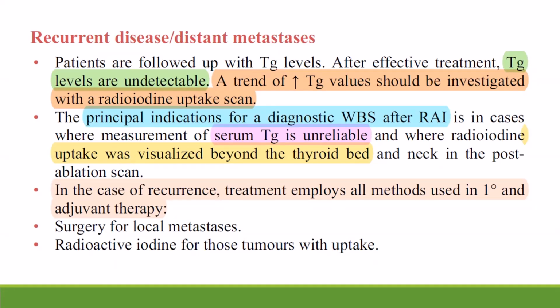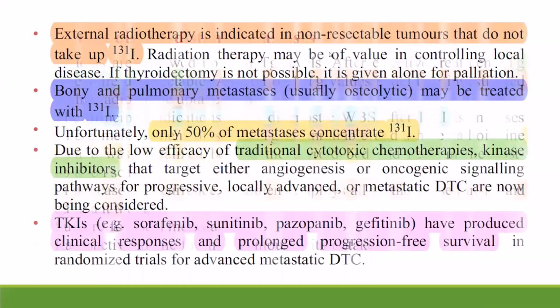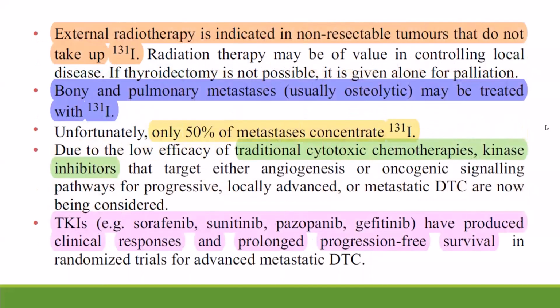In this situation, radioiodine uptake is visualized beyond the thyroid bed. In the case of recurrence, treatment employs all methods used in the primary and adjuvant therapy: surgery, radioactive iodine ablation and suppressive therapy. When should we do it? The last option is PET scan, Dr. Chavan. The last option for detection of recurrence is PET scan.